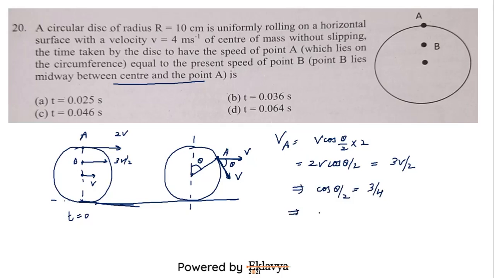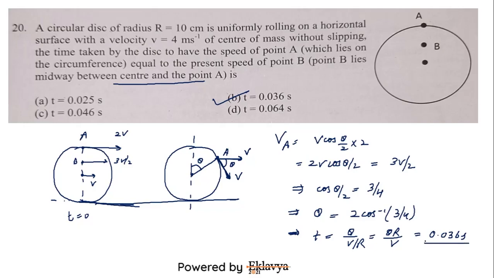From here it is pretty easy to identify the value of theta. Theta would be 2 times cos inverse of 3 by 4, and to get the time after which this situation will occur, theta will have to be divided by omega. Omega is v by r, so it will become theta r by v. Now all the numbers are given to us: radius, speed, and theta is obtained. When we finish the calculation, we get 0.036 as the answer. So for this question, B option will be the correct one.